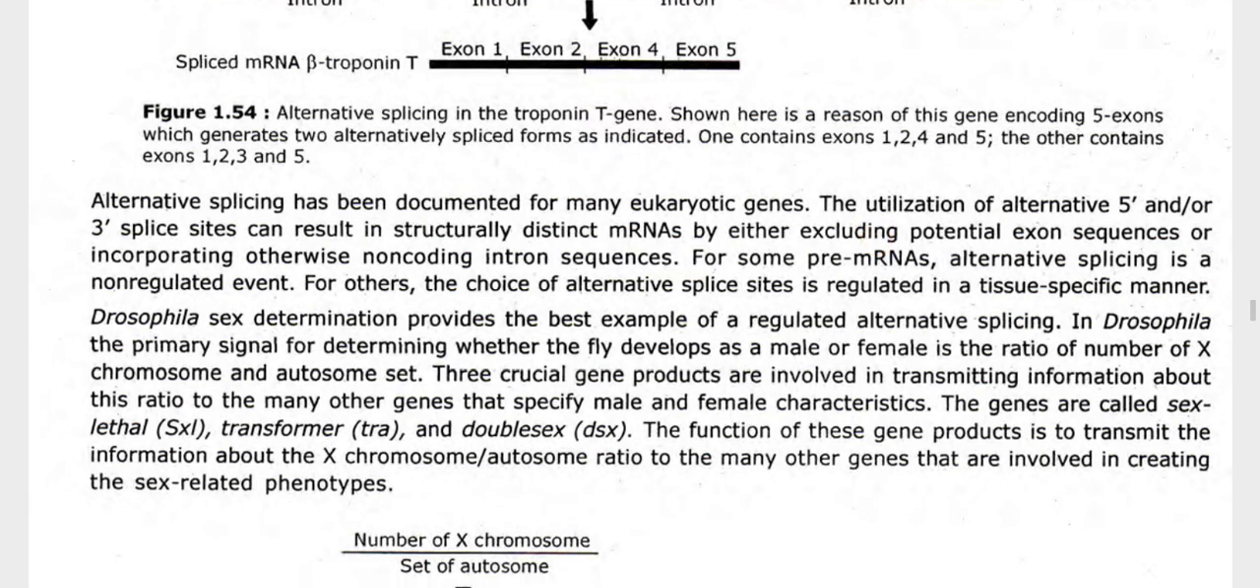Alternate splicing has been documented for many eukaryotic genes. The utilization of alternative 5' or 3' splice sites can result in structurally distinct mRNAs by either excluding potential exon sequence or incorporating otherwise non-coding intron sequence. For some pre-mRNAs, alternative splicing is a non-regulated event. For others, the choice of alternative splice sites is regulated in a tissue-specific manner.